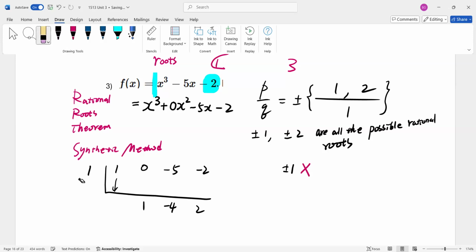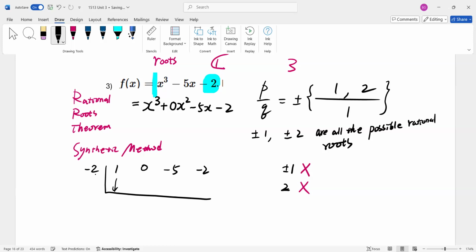Yeah, let me do one more time the +1. So 1, 1, 1. Yeah, I did. It doesn't work. So now we try +2. 1, 2, 2, 4, -1, -2, -4 doesn't work. So +2 does not work. And we have last one, right?